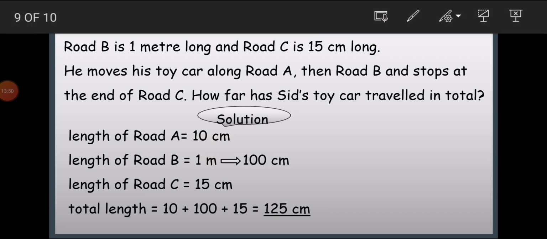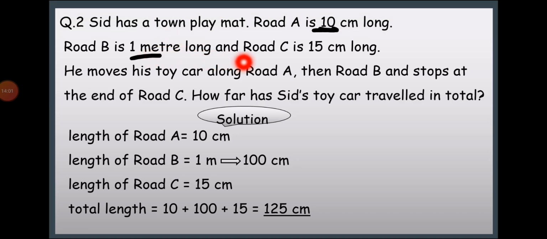Now check out the next number in the question. That is 1 meter. Now what is 1 meter? 1 meter is the length of road B. So the second statement will be: length of road B is equal to 1 meter. So we have to convert meters into centimeters. And as I told you before, it's very simple. To convert meters into centimeters, we multiply the meters by 100.